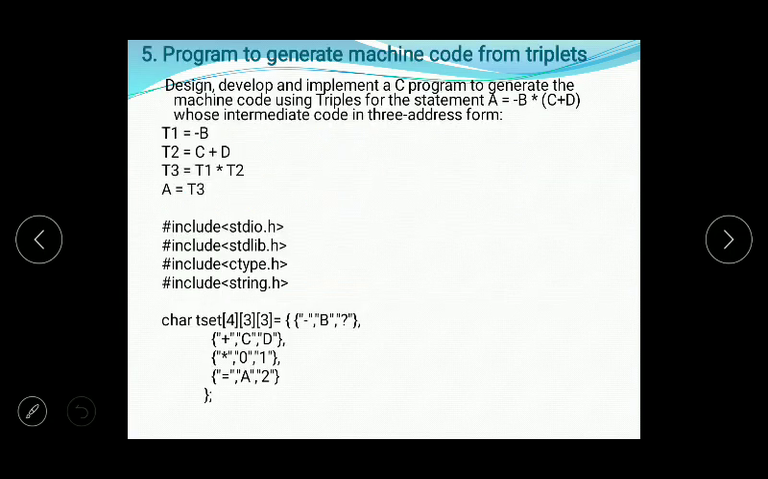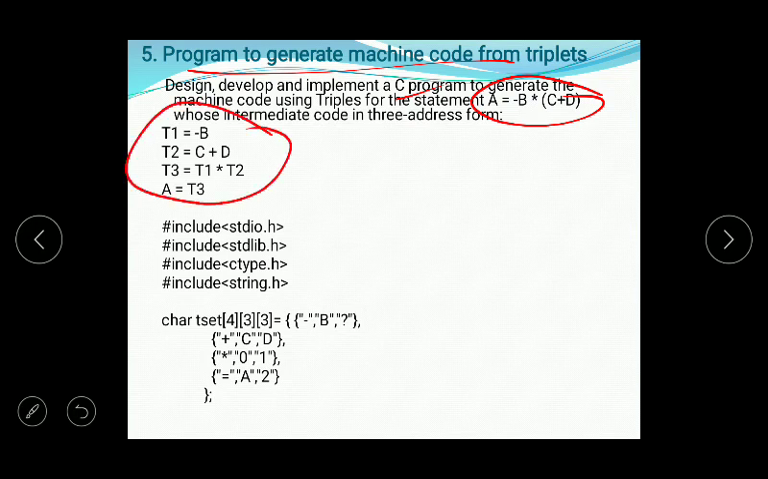Let us go for the question now. 5th program: Design, develop and implement a C program to generate the machine code using triples for the statement A = -B * (C + D). This is the given statement, whose intermediate code in the 3-address form is also given. 3-address form means, as we have discussed already, at most one operator on the RHS, or some different types of assignment like this, unary operators like this.